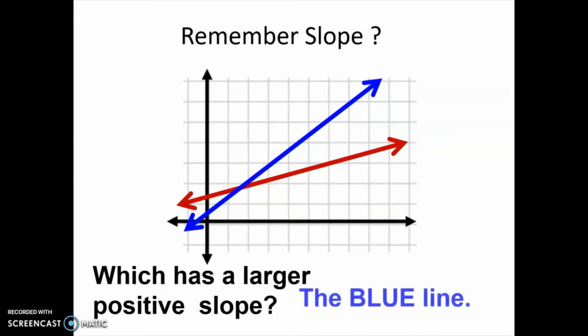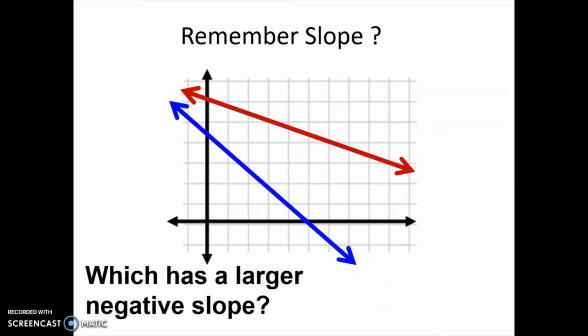This one here, which one of the two lines has a larger positive slope? Hope you answered the blue line. A steeper line indicates a bigger slope. How about here? Well, in this case, the answer is the blue line as well. The blue line has a larger negative slope.